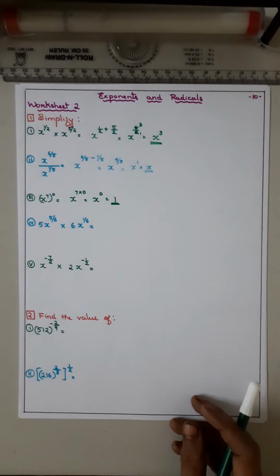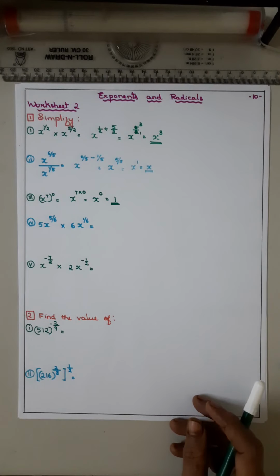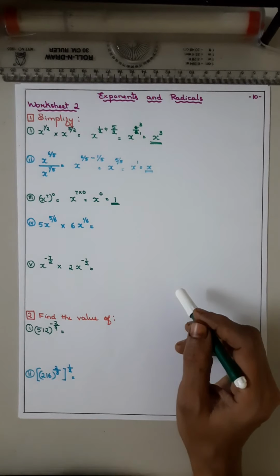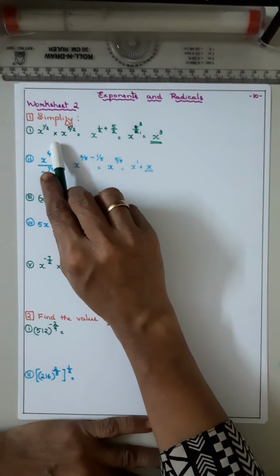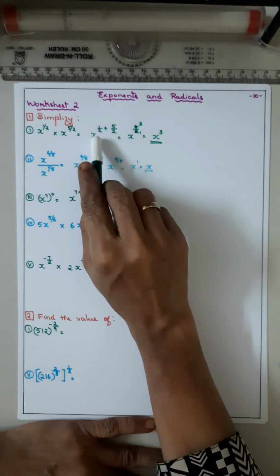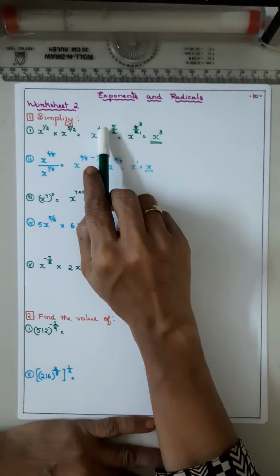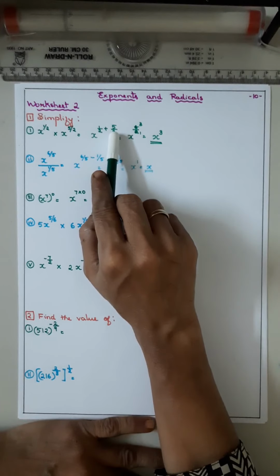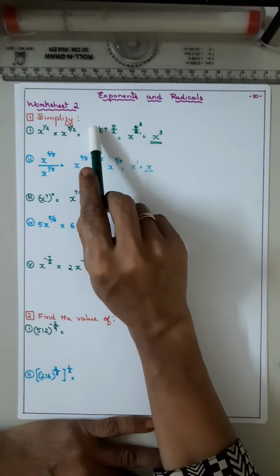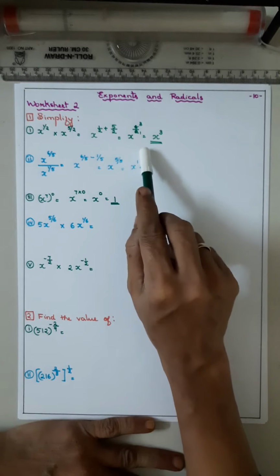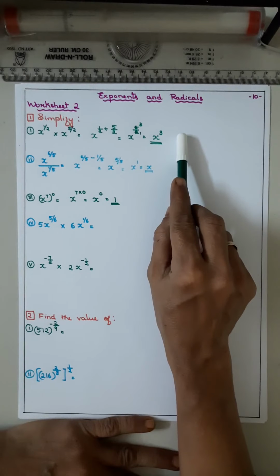Okay, coming to worksheet 2, simplify. x to the power 1 by 2 into x to the power 5 by 2. So you know when the bases are same and in between there is multiplication sign, we have to add the powers. That is x to the power 1 by 2 plus 5 by 2. That means x to the power 1 plus 5 is 6 by 2. 2 1s are 2, 3s are 6, that is why x to the power 3.